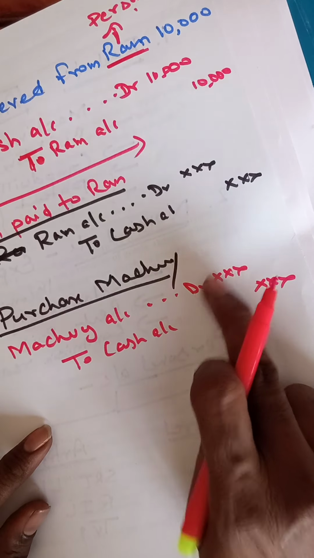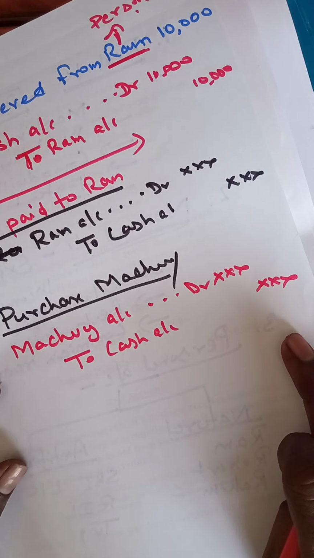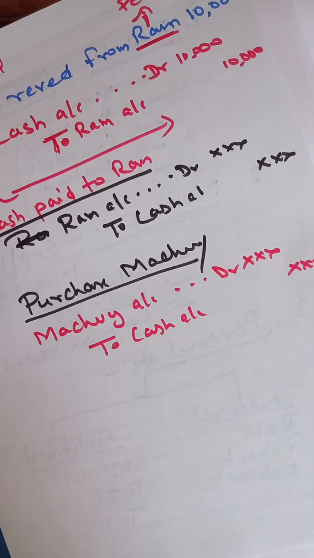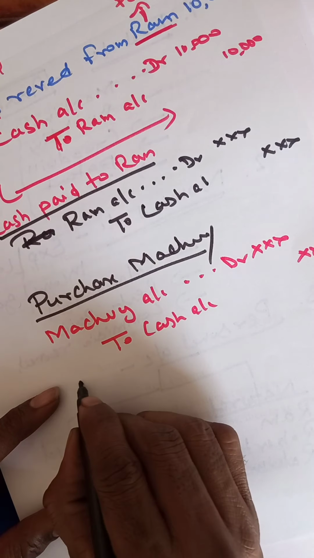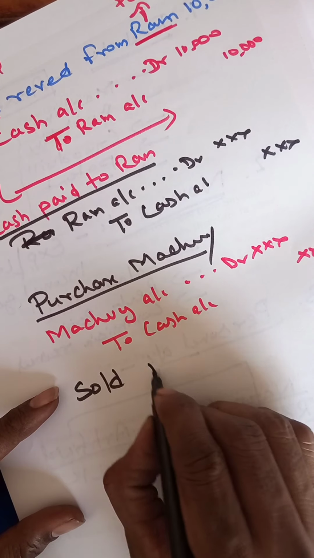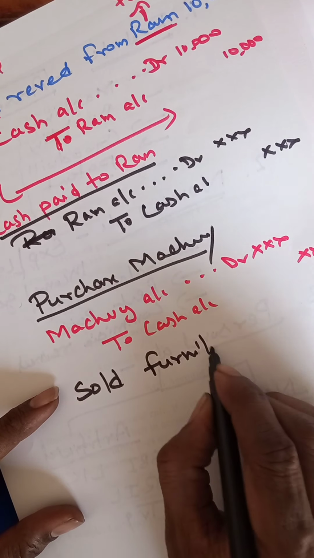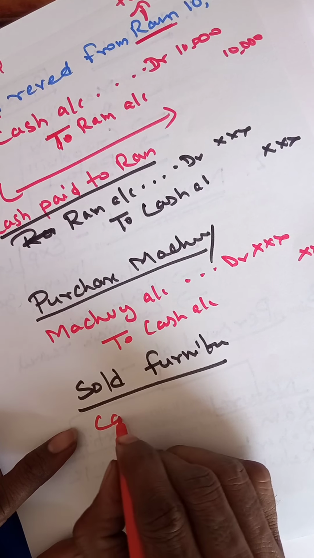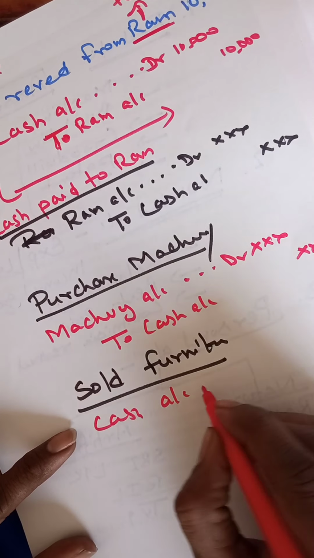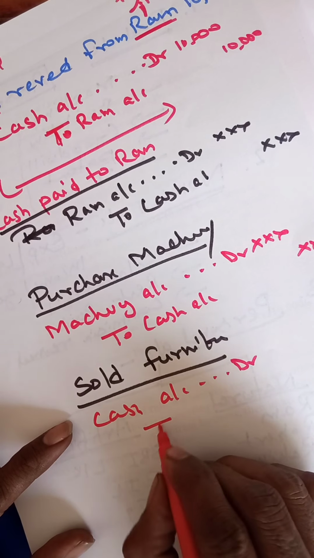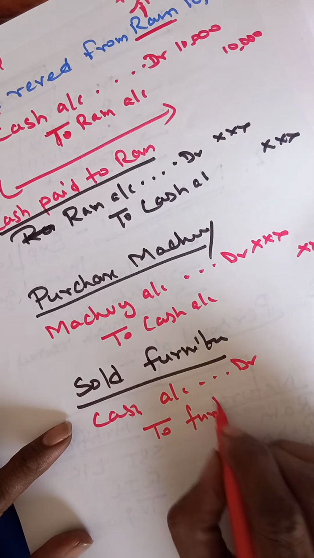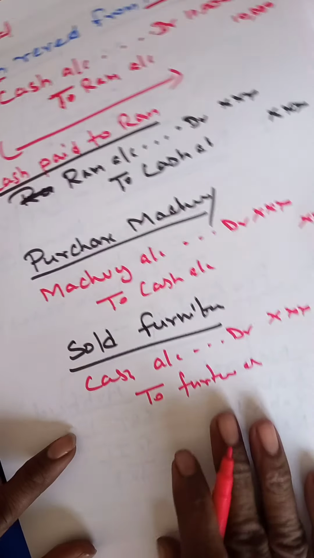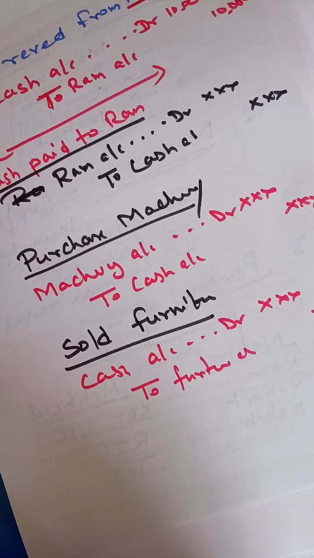What comes in? Machinery comes in. What goes out? Cash goes out. Okay, this is the event happening in the business. Another example I'll take: sold furniture. If we sold furniture, what will happen? What comes in? Cash comes in, so cash account debit. What goes out? Furniture goes out. Furniture account credit.